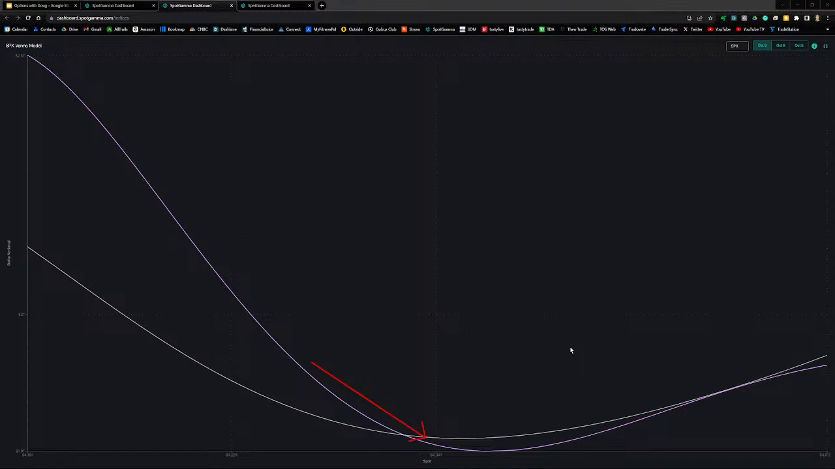Let's see where SPX is trading right now. 43.30. All right, so that's right here, getting toward the bottom of this curve. So like I said before, that put Vanna fuel rally, put Vanna fuel, at least for today, it looks like it has been pretty much used up.